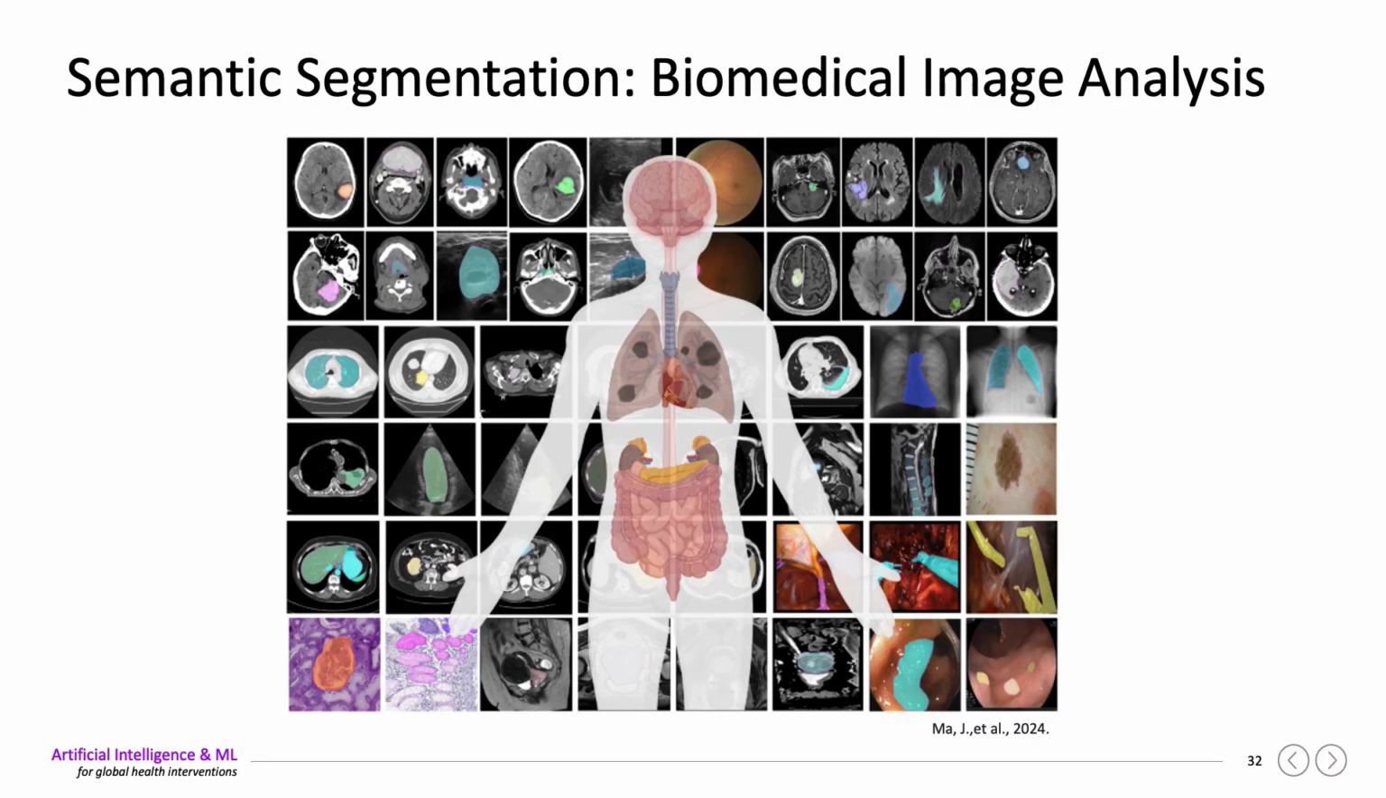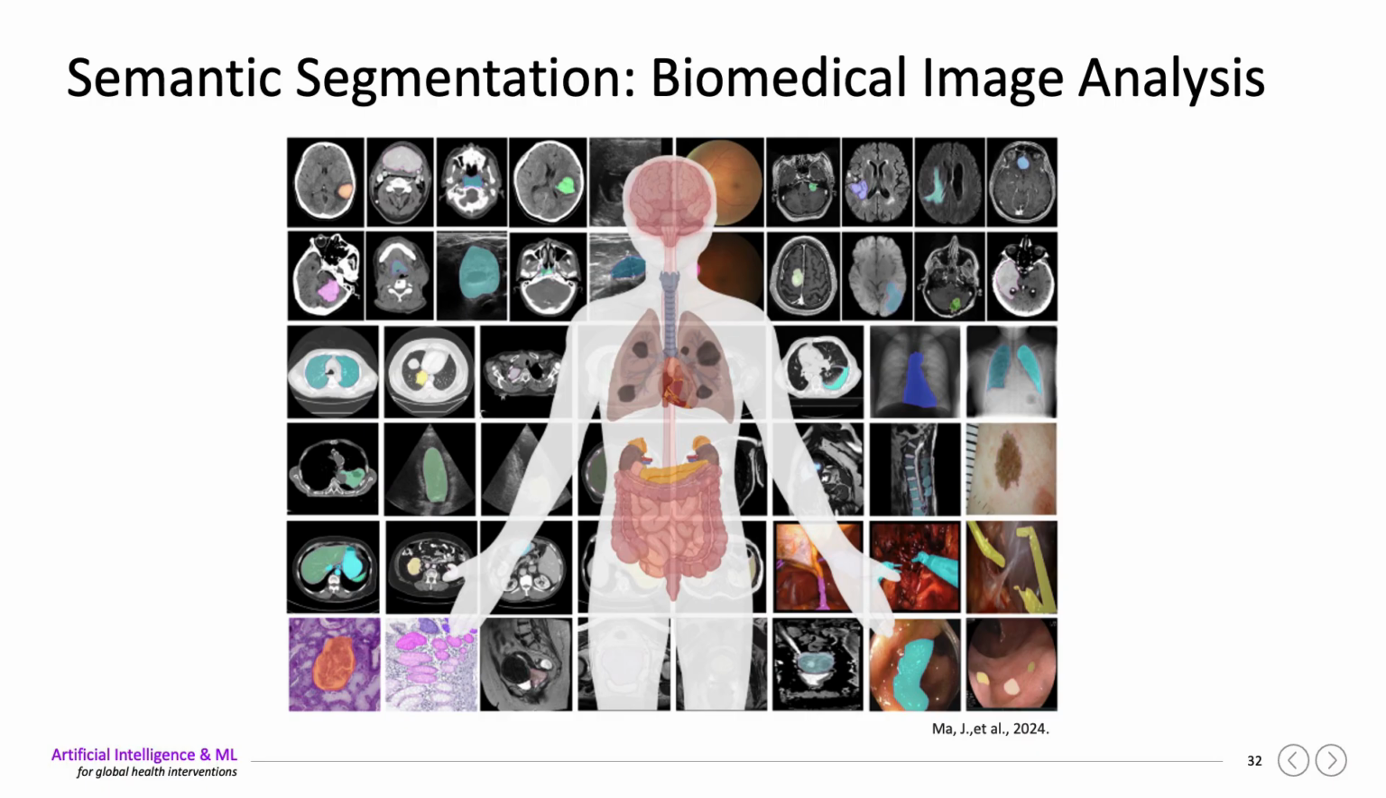This slide shows the breadth of biomedical segmentation, with the Segment Anything in Medical Images work, from Ma and colleagues in 2024. It displays a large montage of segmentation results across the entire body: brain tumors, retinal images, chest and lung CTs and X-rays, abdominal organs, spine, skin lesions, endoscopy, pathology, and more, all overlaid on a schematic human body. The point is that a single foundation model approach, MedSAM, can be prompted to segment an enormous variety of structures across many imaging modalities and anatomical regions.